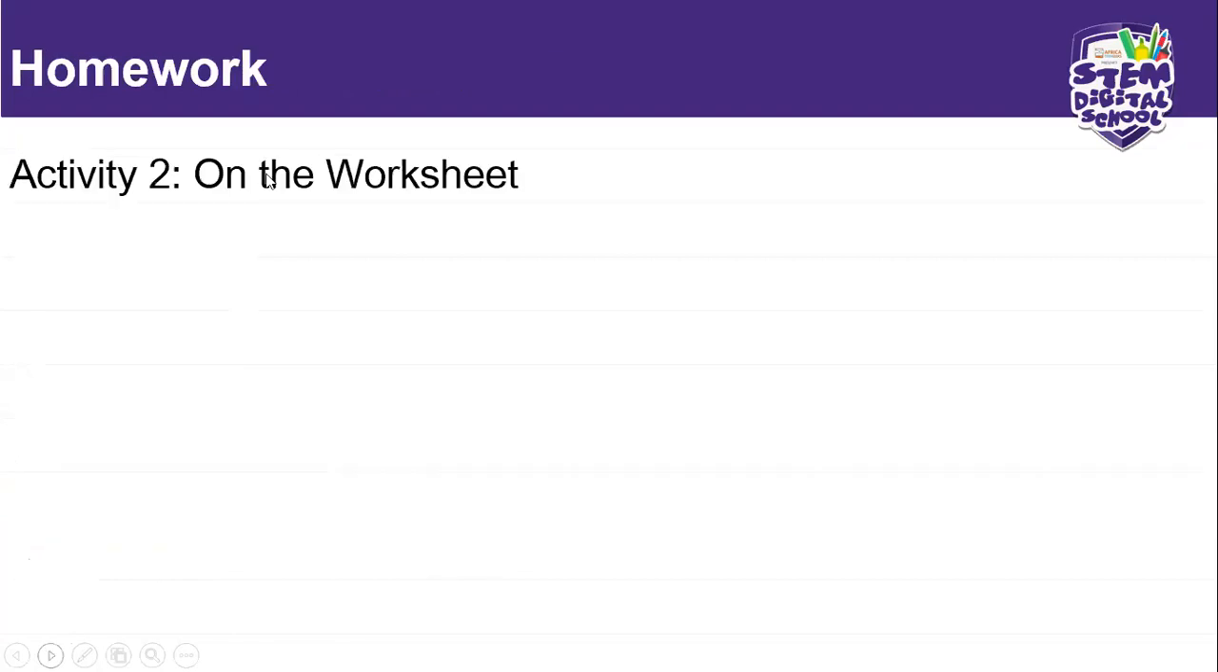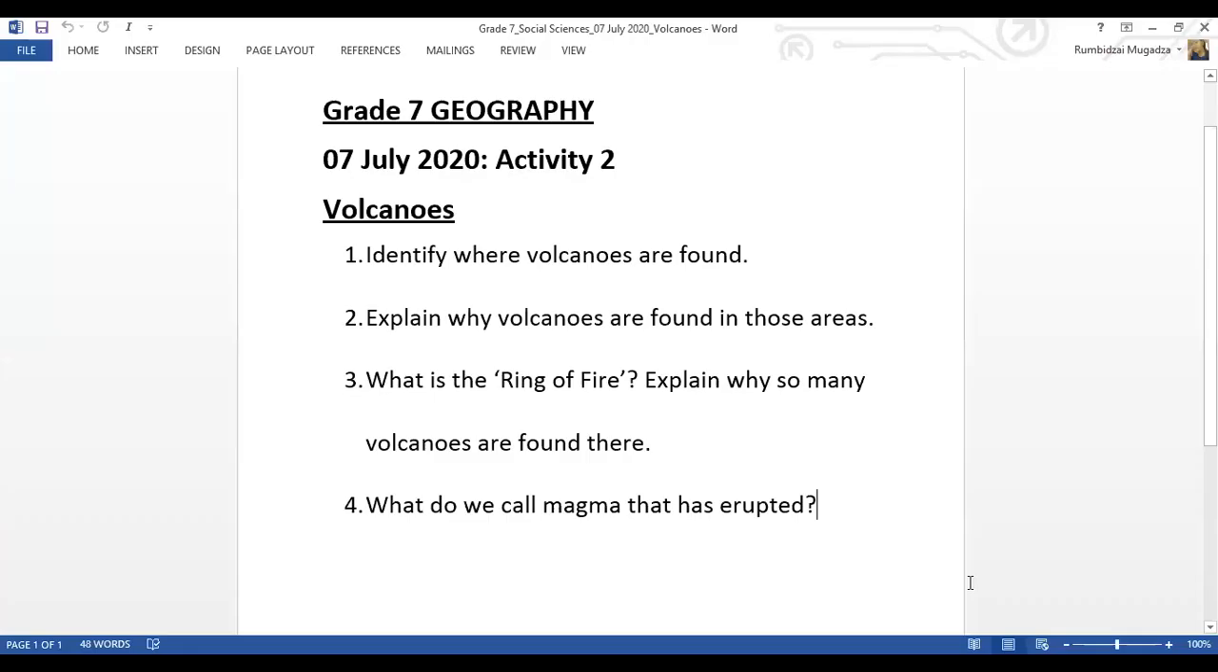Okay, and then for homework, let me just share your homework. Okay, there you go, your homework. Those 4 questions. Question number 1, identify where volcanoes are found.